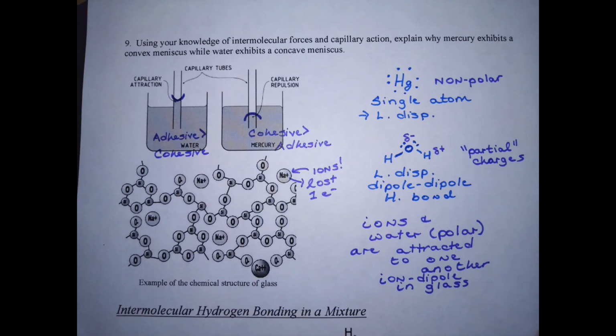But mercury is a single atom and it's nonpolar. It only exhibits London dispersion forces. So it's not going to like being in a charged environment like this with the ion-dipole forces. It just doesn't feel comfortable. And we can think of ions as being the most extreme example of polarity. A nonpolar atom doesn't feel comfortable interacting with the extreme polarity of the glass.